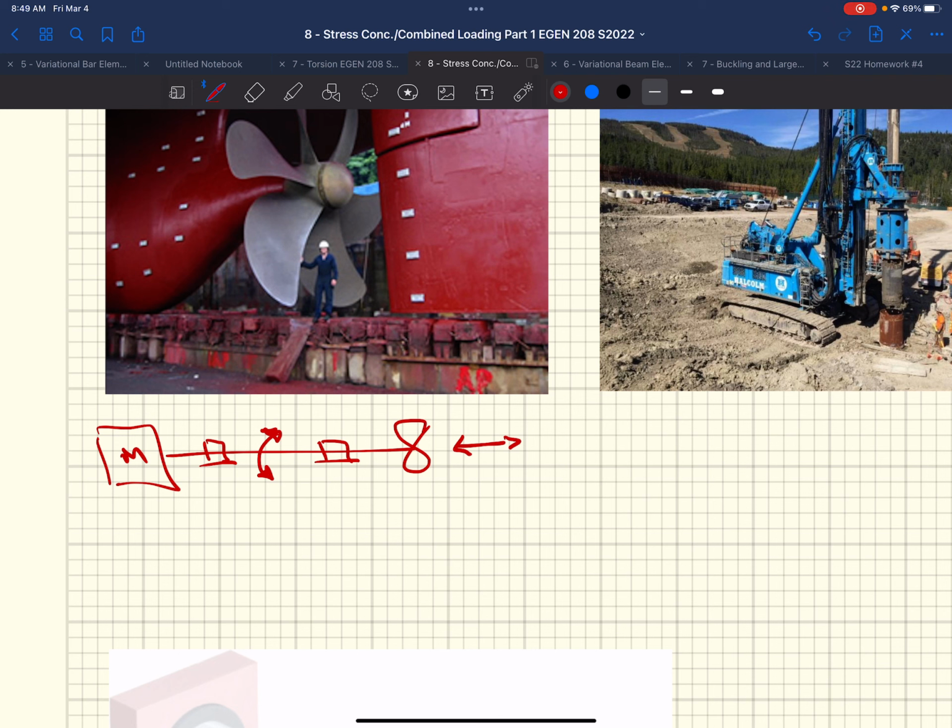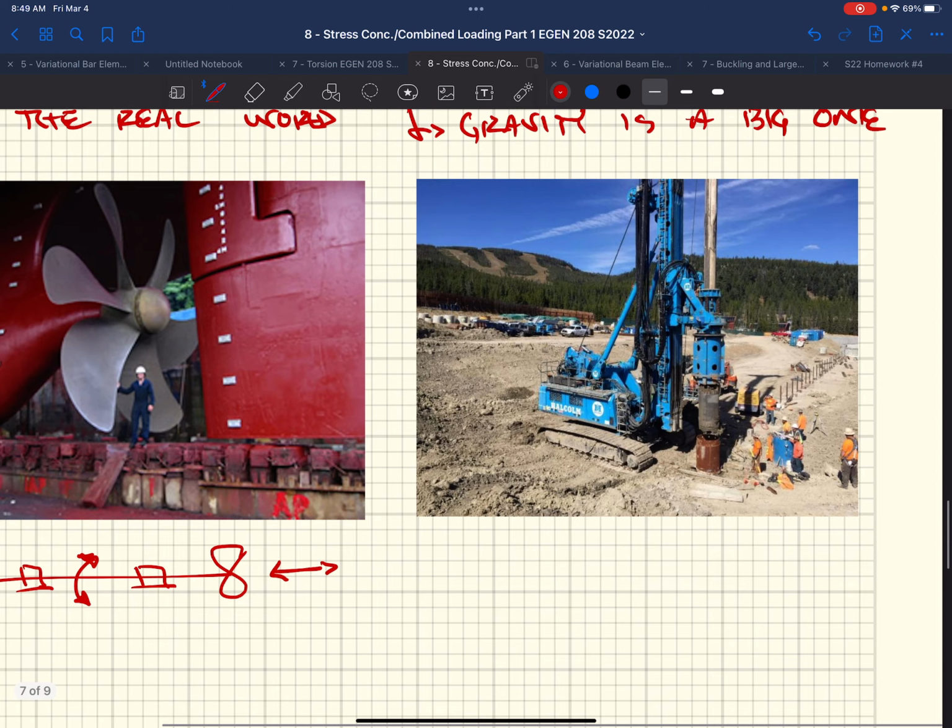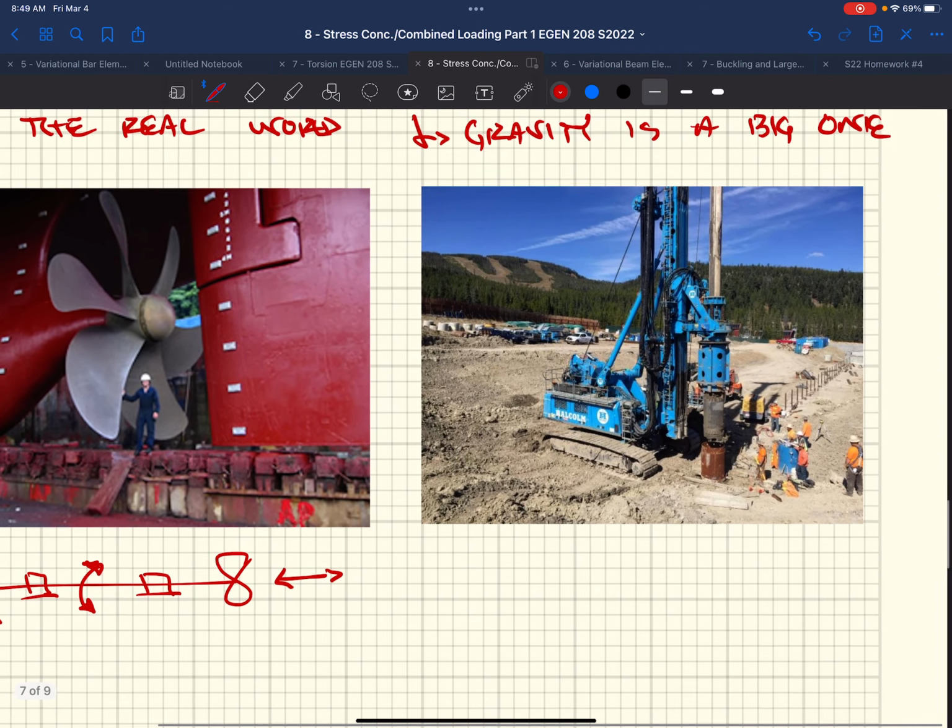Or if we throw this boat in reverse, now we're going to be pulling on the shaft. Now we have a tension force in the shaft. We might just pull the shaft apart. Wouldn't be a good thing. Be hard to do that in the water. So that's for you METs. CETs, okay?